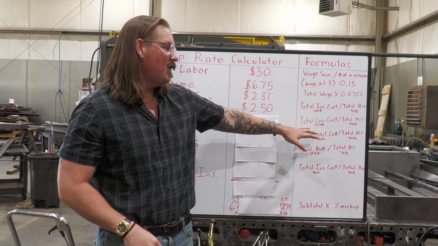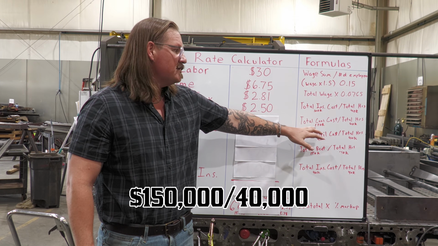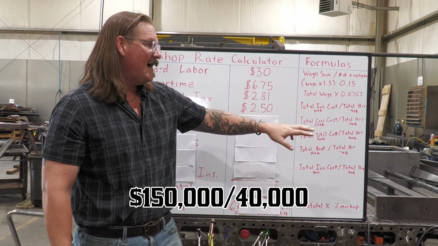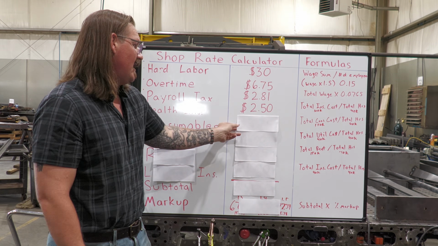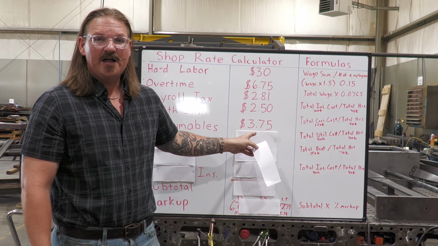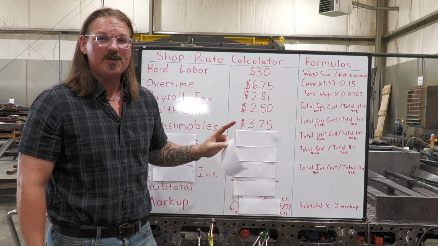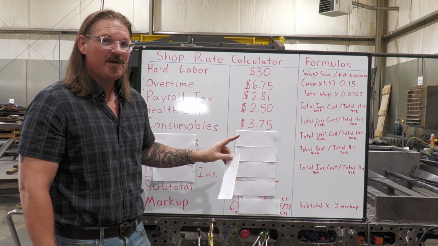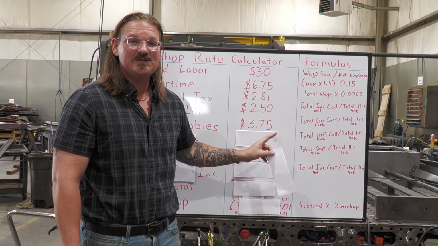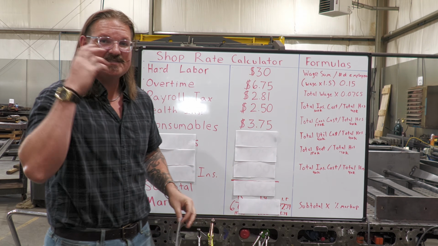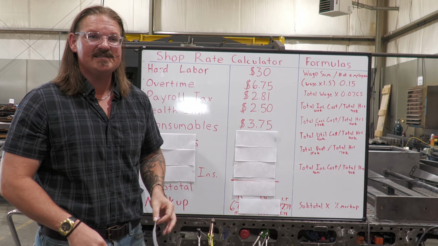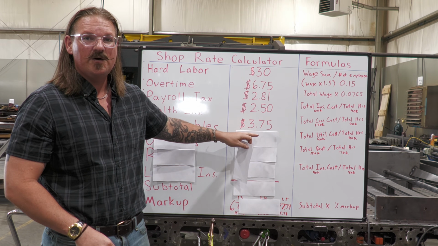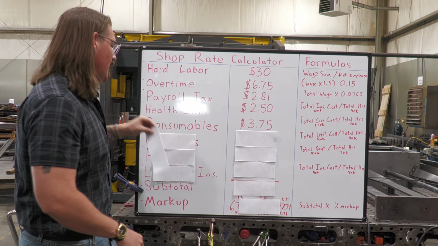And I'll take that total annual consumable cost, which is 150K, and we divide that by the number of hours we worked in that year, which is 40,000. And that will give us $3.75. So every hour someone's working down here, they're burning up $3.75 worth of stuff. So they're using the safety glasses, they're using the gloves, they're consuming welding wire, they need shielding gas. All that stuff is going to go right here under your consumable cost.